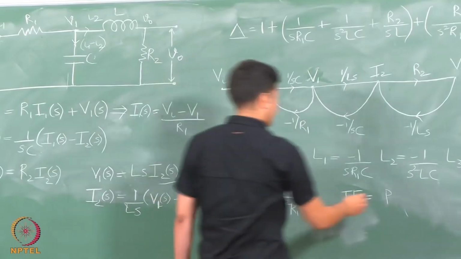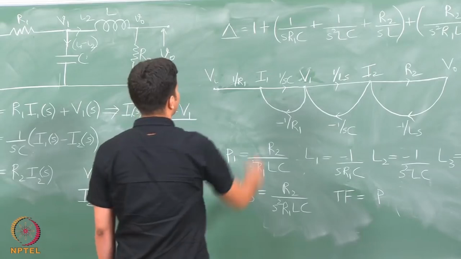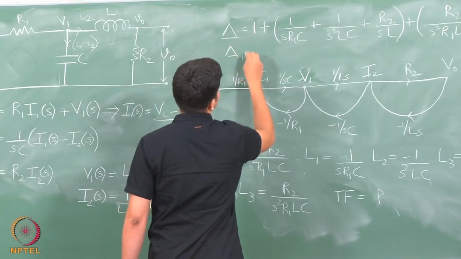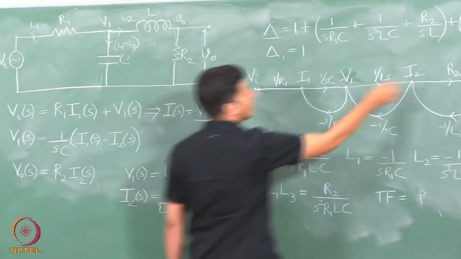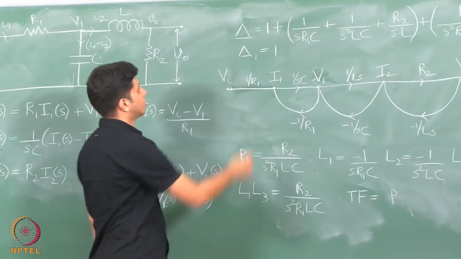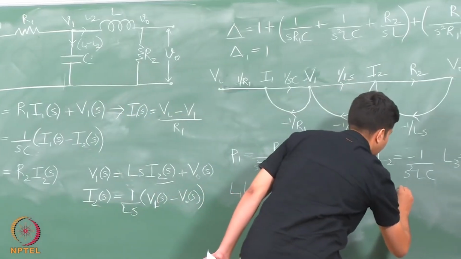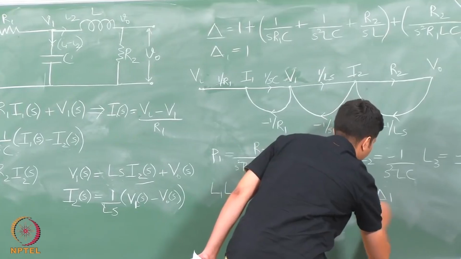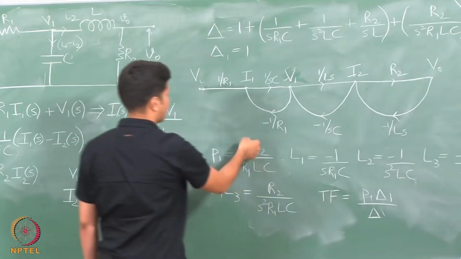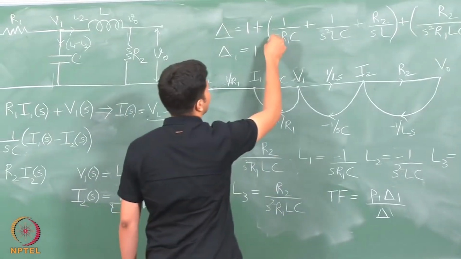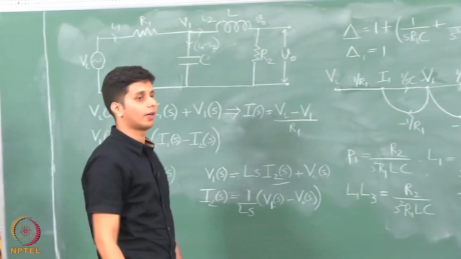Now, what about delta 1? Delta 1 should be 1 because there is no loop which is actually not touching the forward path. So, when you go from here to here, every loop is being touched. So, delta 1 is 1. So, what will be the overall transfer function is simply P1 delta 1 by delta, which is nothing but P1 divided by this whole delta. So, you can just simplify it and find out the overall transfer function.